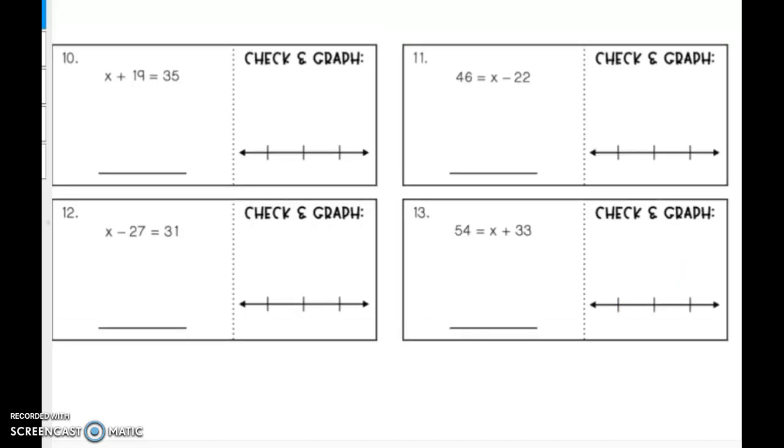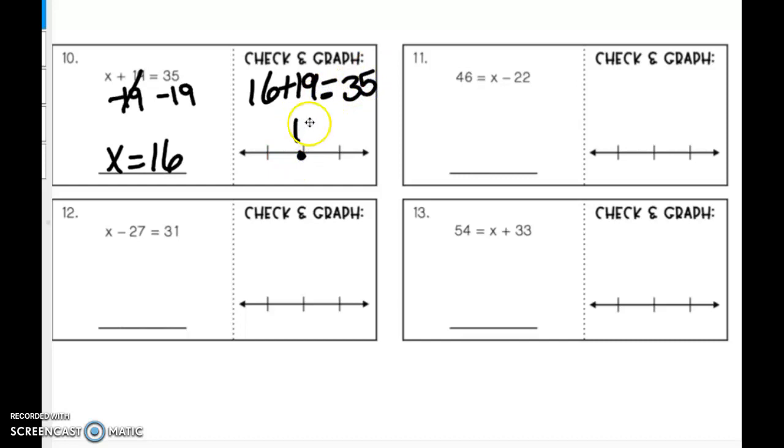Okay. So again, adding and subtracting. We want the x by itself. Right now it's being added by 19, so the opposite of adding 19 is subtracting 19, and you do it to both sides. Get used to writing it down so you can see it, because it is going to be the first of many step equations. So 19 minus 19 leaves us with x. That's 0. And 35 minus 19 is 16. So on our graph, it would be 16 plus 19 equals 35. And this would be 16.